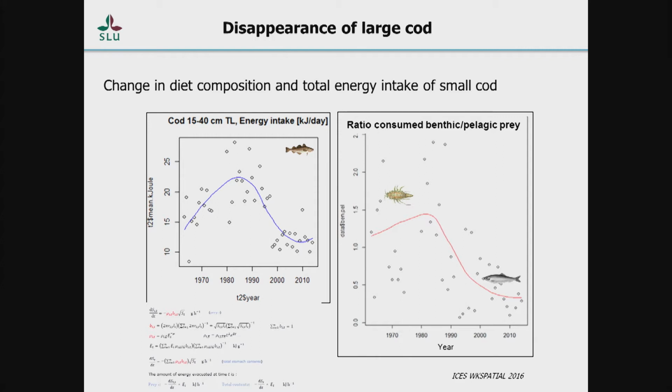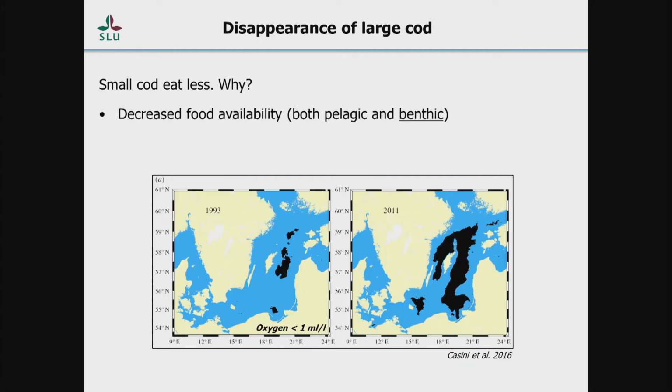So from a diet dominated by benthic invertebrates, we now have a diet that is more dominated instead by pelagic fish. And this, we think, is why actually the cod is not growing anymore. So the question is why actually they eat less benthic food.